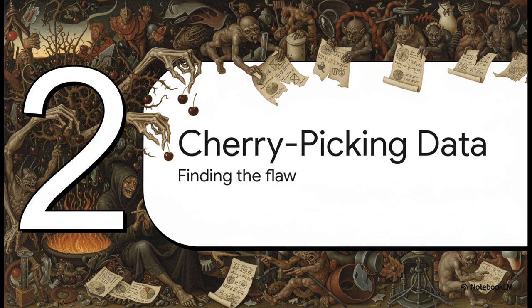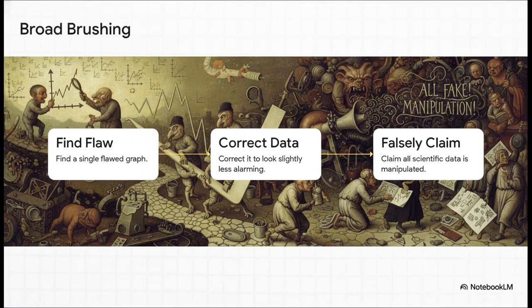Section 2. Tactic: cherry-picking the data, finding the flaw. Okay, so let's look at the very first tactic in this manipulator's playbook, broad brushing. It basically happens in 3 steps. Step 1. Find a single, flawed, or maybe just confusing graph out of the tens of thousands of accurate ones out there. Step 2, correct that specific graph so the data looks slightly less alarming.